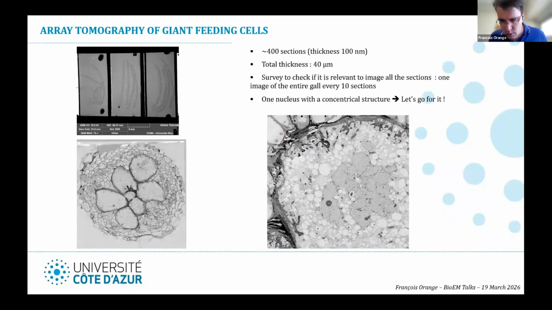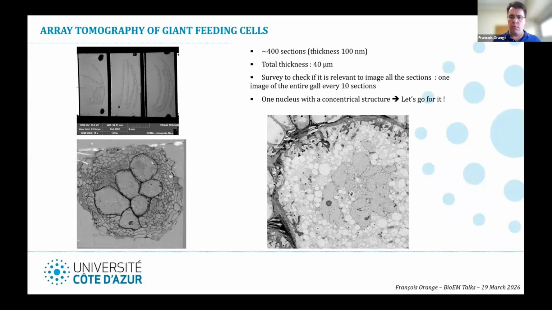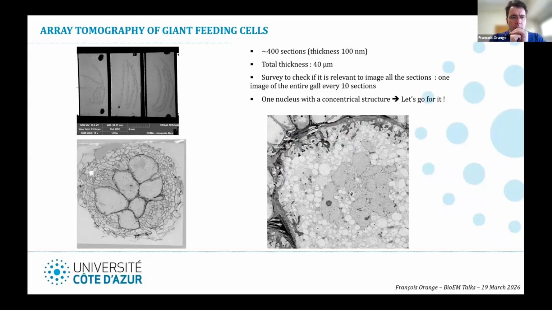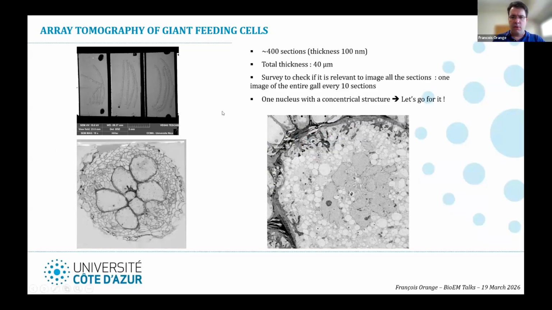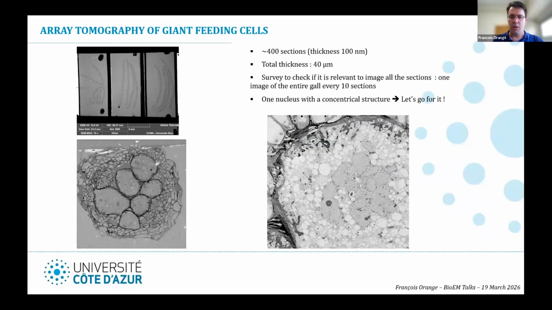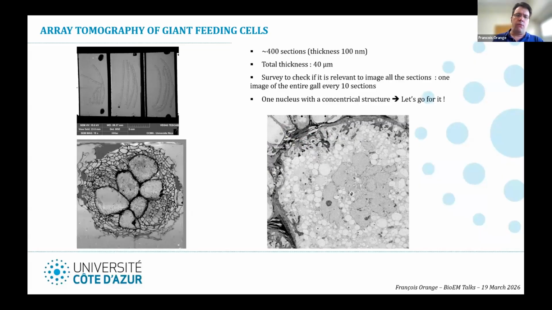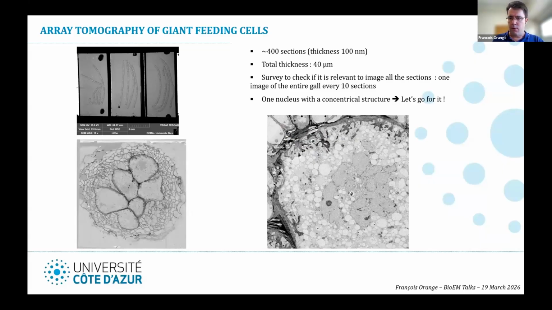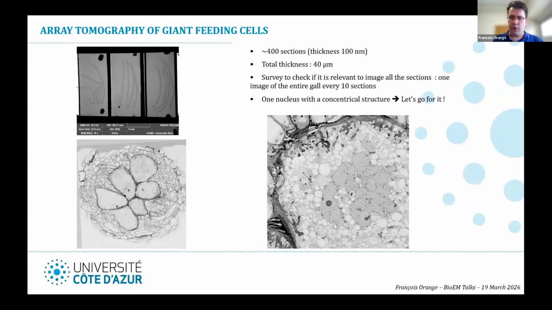Now we'll go back to the study of the giant cell in the root produced by root-knot nematode. On the top left is the glass slide on which I had my ribbon of sections. I've collected around 400 sections with a thickness of 100 nanometers. I didn't go straight into the full imaging of these sections. I made a further survey to check if it was relevant to image all the sections.